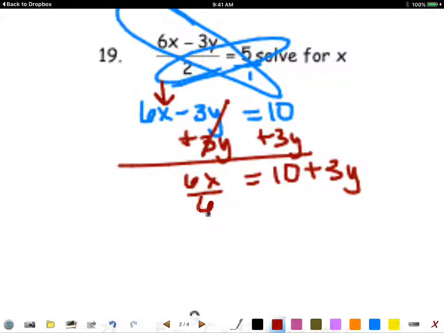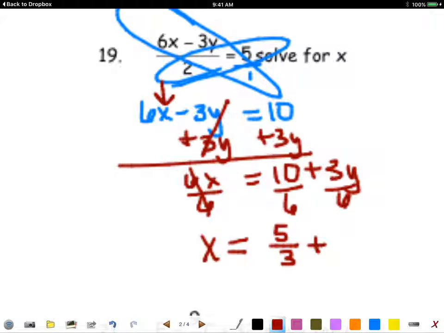Divide by 6. Now, I'm going to do this because I can see that even though it's not going to be a whole number, I could simplify, right? So I'm going to have x equals, not 10 over 6. What am I going to have? 5 over 3. There you go. Very good. 5 over 3 plus 1/2 y. You could put 0.5y. Yes, you can write 0.5y or you can write 1/2 y. Either way.